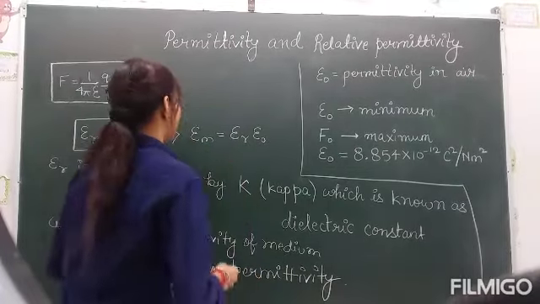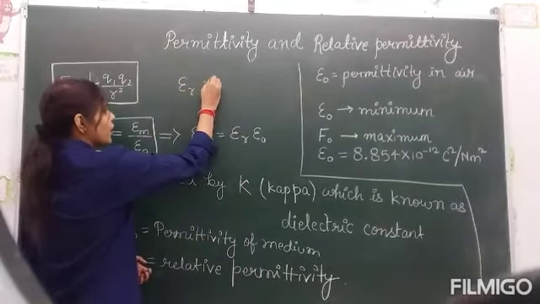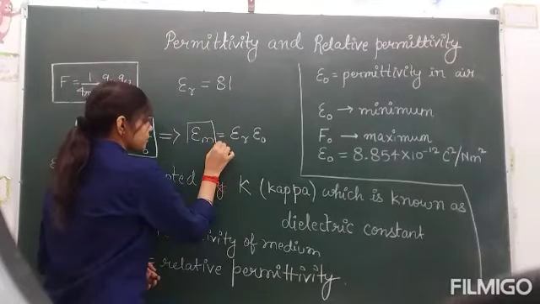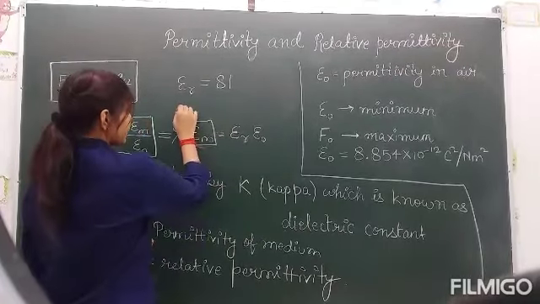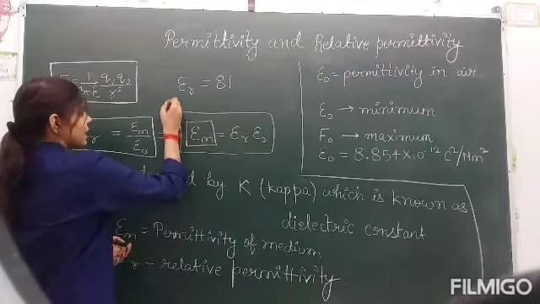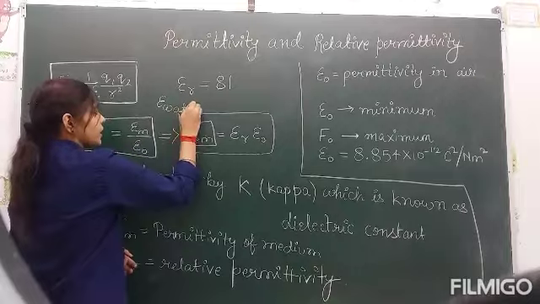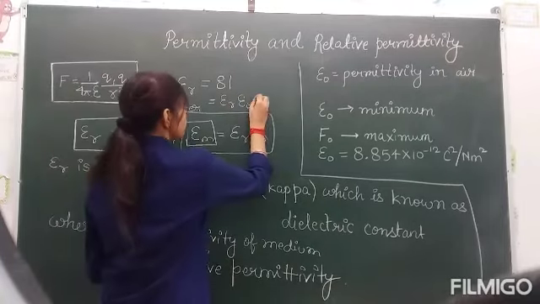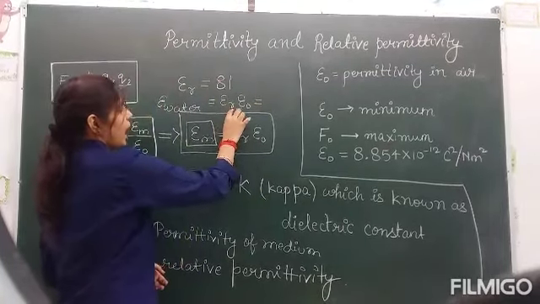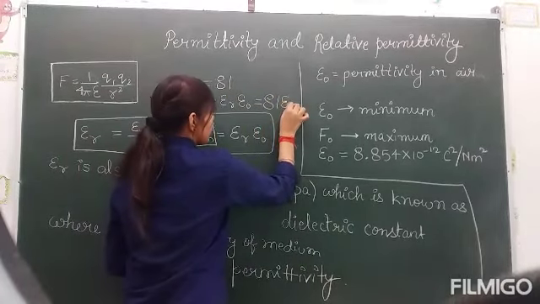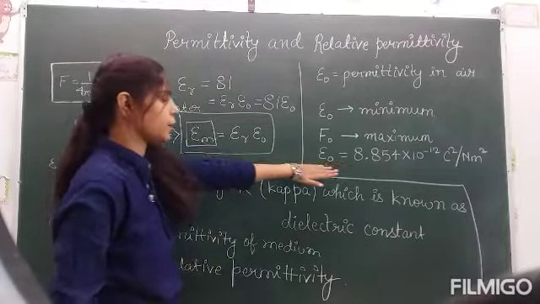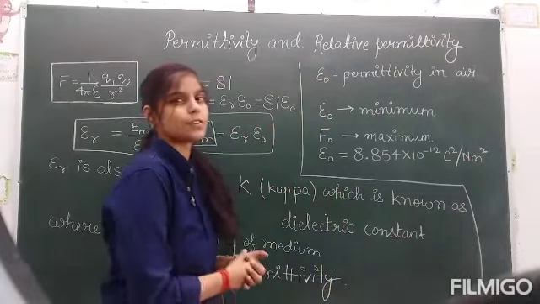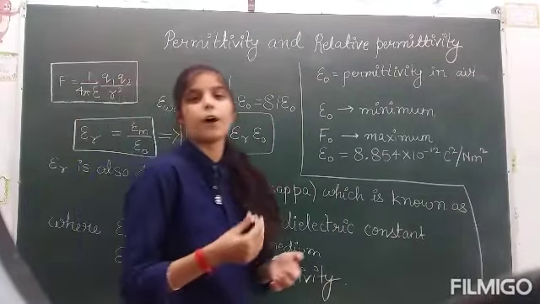Suppose in a question it is given that the value of epsilon r of water is equal to 81, and we have to calculate epsilon m, that is the permittivity of water. Then we can calculate it using this formula. The permittivity of water is equal to the relative permittivity into epsilon naught. Here epsilon r is equal to 81, and epsilon naught is equal to 8.854 into 10 to the power minus 12 coulomb square per newton meter square. Hence in this way we can easily calculate the permittivity of any medium.